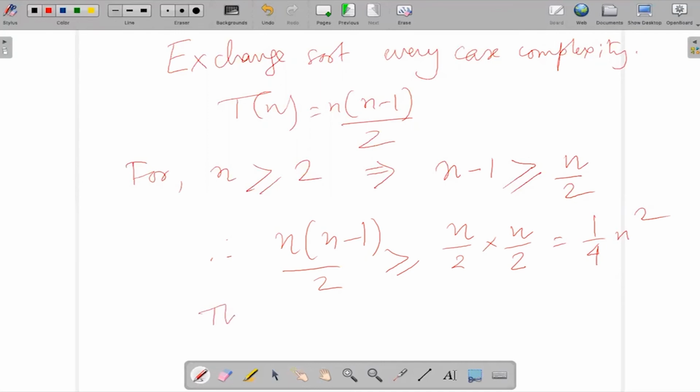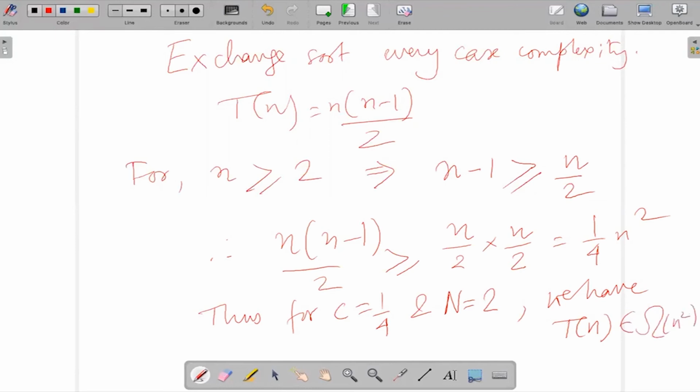So thus for C equals 1 by 4 and N equals 2, we have Tn in omega n square. So see, this is one algorithm, the exchange sort algorithm, that is both in big O of n square as well as in omega of n square. Of course, for different constants and different values of capital N.